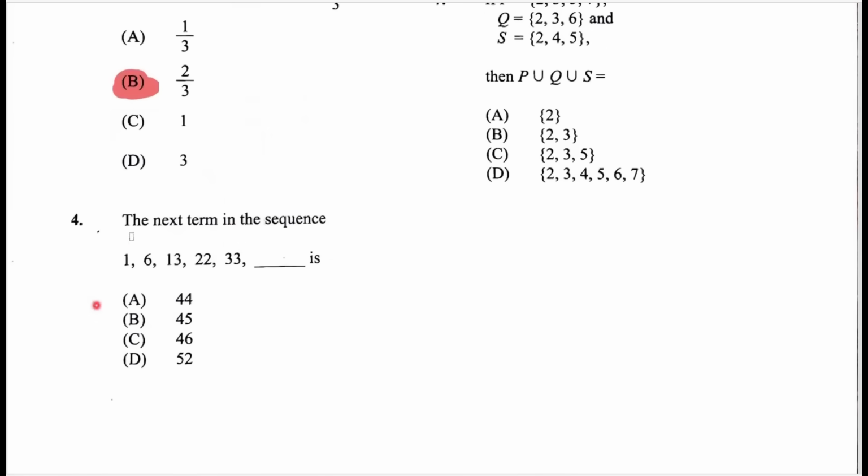Number 4, the next term in the sequence 1, 6, 13, 22, 33, blank is. Difference between 1 and 6 is 5. Difference between 6 and 13 is 7. Between 13 and 22 is 9. Between 22 and 33 is 11. So the next one, you're adding 13 to the 33. And 13 add 33 will give me 46. That's C.